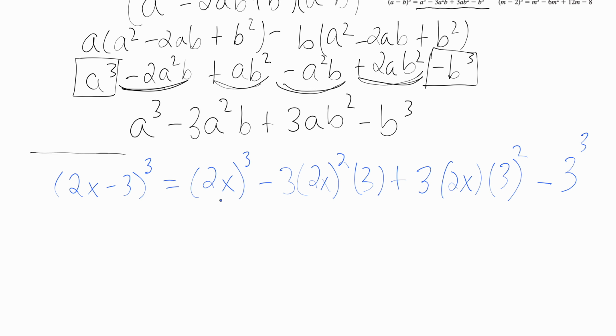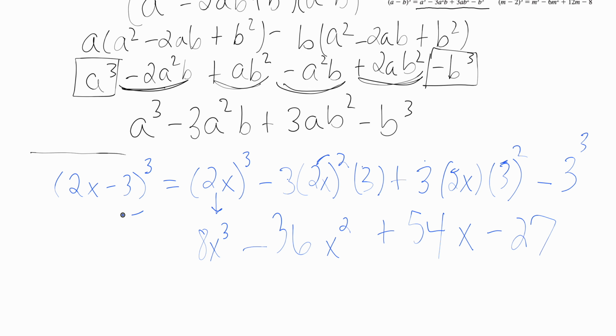We can simplify all of this. This first term becomes 8x cubed. The second one's going to have an x squared with a 3, a 4, and a 3, giving us 36x squared. The next one's going to have just a single x with a 3, a 2, and a 3 squared, giving us a total of 54. And then the last term is 27.